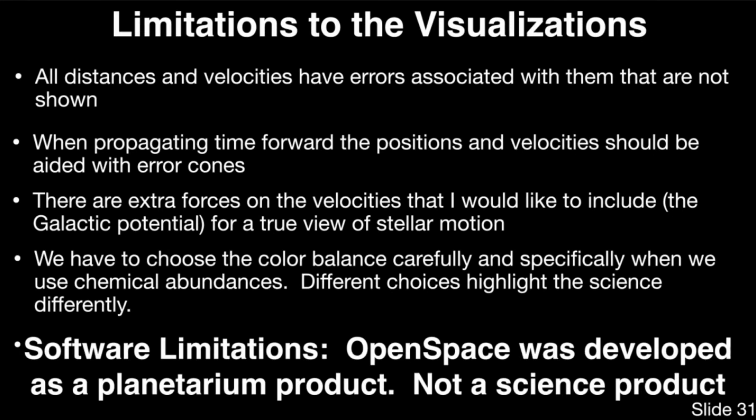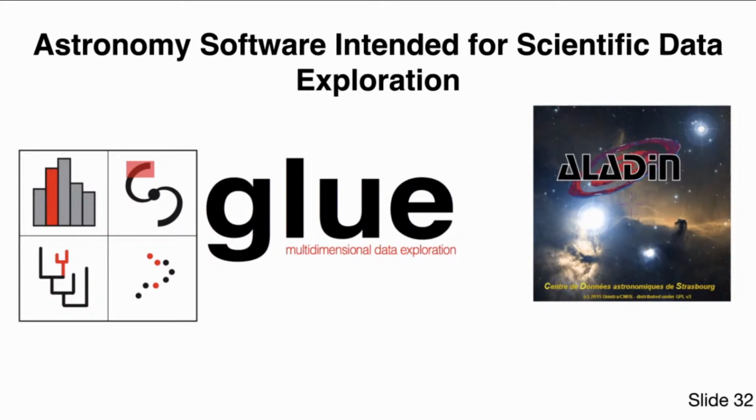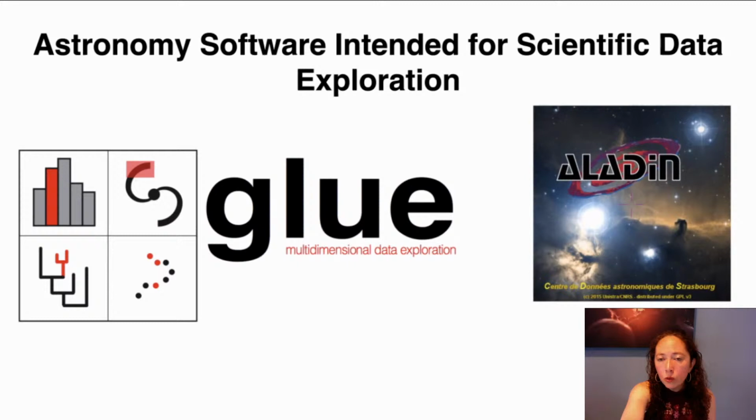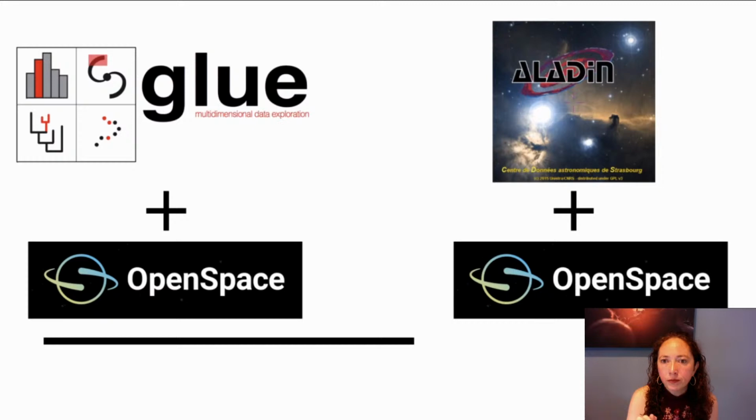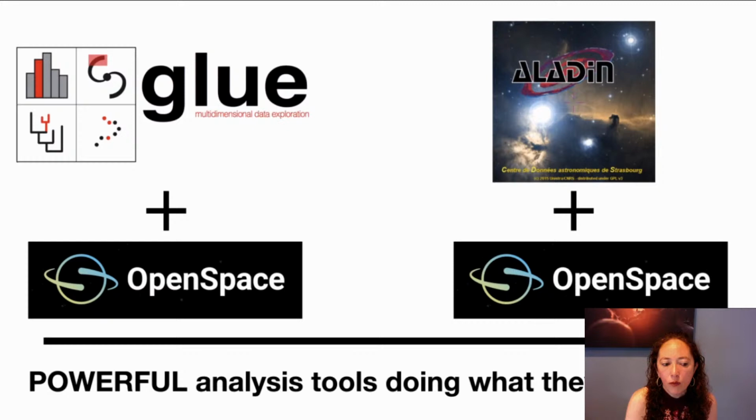There are other astronomical software packages that are intended for scientific data exploration. Software packages such as Glue that Alyssa Goodman at Harvard and Tom Robitaille have been developing. It's a multidimensional data exploration tool that uses your standard astronomical plotting mechanisms. And then Aladdin, which is a fantastic piece of software. I use both of these daily in my research to really peruse through and dig into catalogs. So one of the things that we've been trying is to keep each software package in its lane and combine them. And so Glue can work with OpenSpace. Aladdin can work with this OpenSpace software to create a powerful tool that allows you to do what you do best. Let the visualization software do the best things that it can do and allow the analysis tools to do that deeper dive that you might want to do.